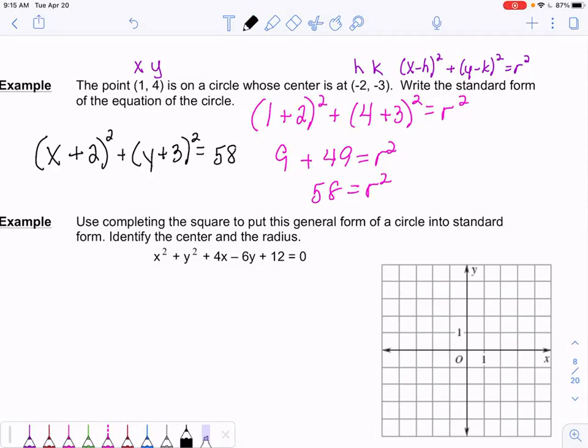If you were trying to find r, you would take the square root of it, and you would have to do plus or minus, right? Yes, technically, but because it's a radius, it's a distance, so it's always positive.